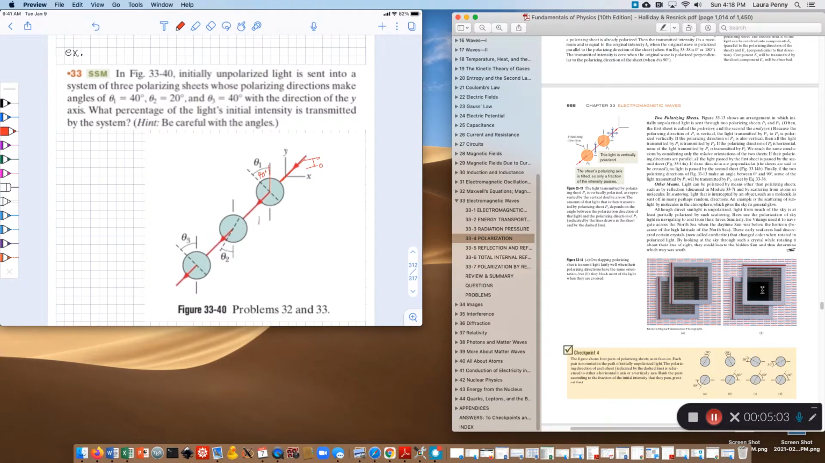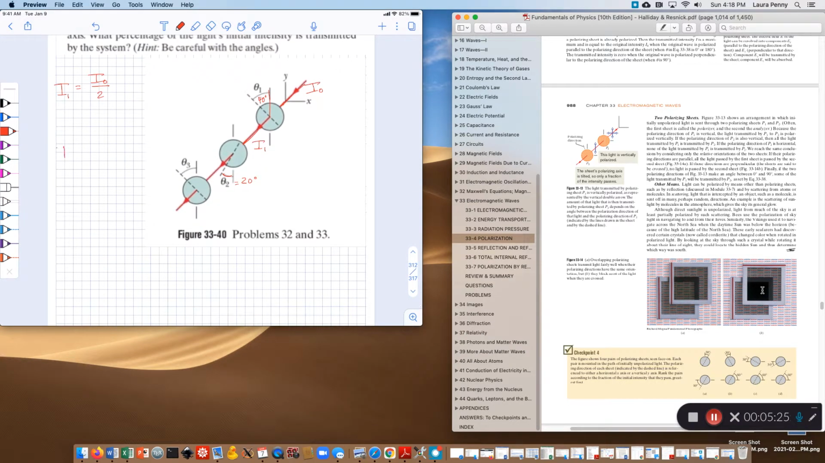So then I'm going to have intensity 1 that comes out, and obviously intensity 1 is just intensity naught divided by 2. But now the light comes in to my second polarizer, and they tell me that this angle right here, theta 2, is 20 degrees. So intensity 2 should be intensity 1 times the cosine squared of some angle. The angle here is supposed to be the angle between the first polarizer.